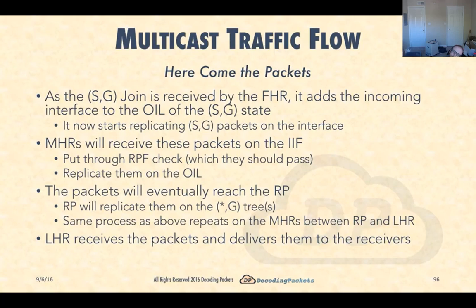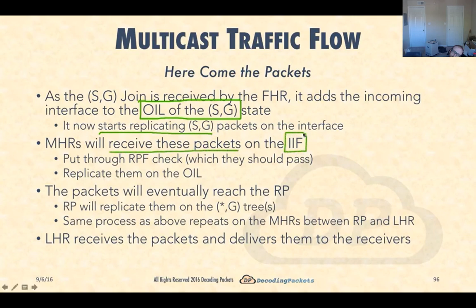So what's the first thing that the FHR does? It now has an OIL, and that's the important part, that's what the S-multi signaling accomplished. It has allowed the FHR to add an OIL in the S-multi state. So the S-multi state before only had that interface to the source. Now it has an OIL. And finally, the FHR can start replicating the S-multi packets on that OIL. Well, that OIL is connected to the MHR, the middle router. So the MHR will receive these packets.